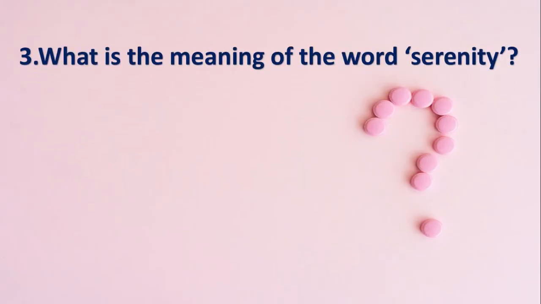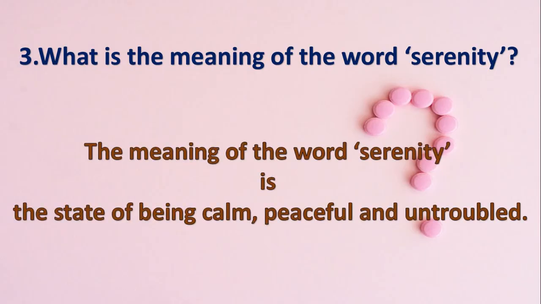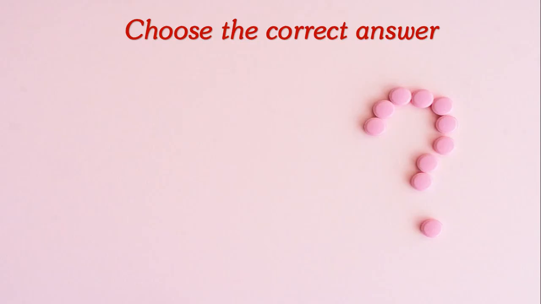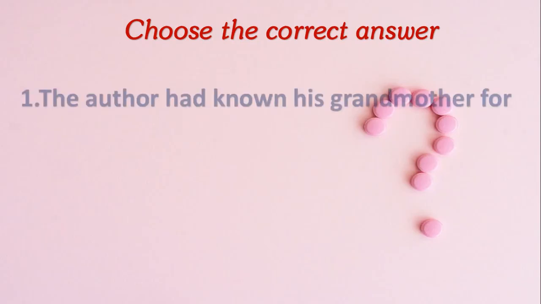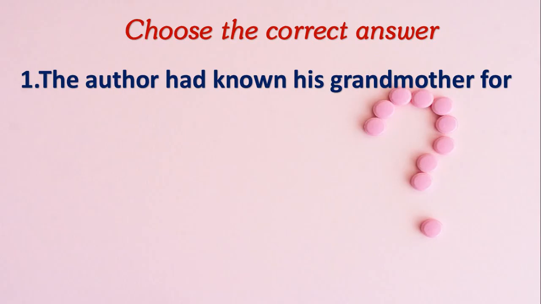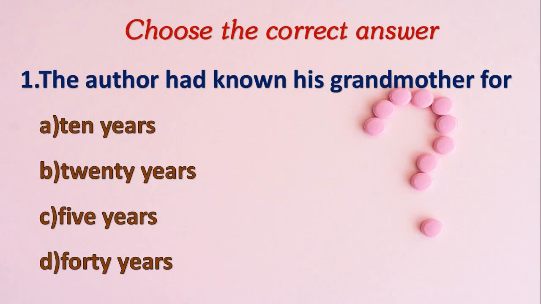Third one, what is the meaning of the word serenity? Yes, serenity means the state of being calm, peaceful and untroubled. Next one, choose the correct answer. First one, the author had known his grandmother for dash. Options are 10 years, 20 years, 5 years, 40 years. Yes, right answer. It's 20 years.